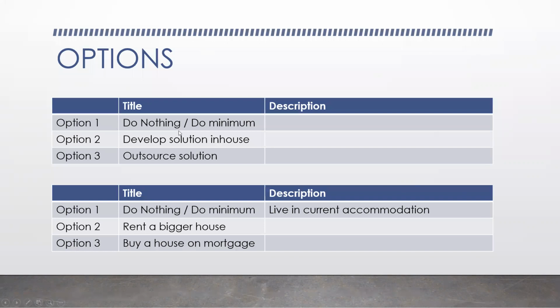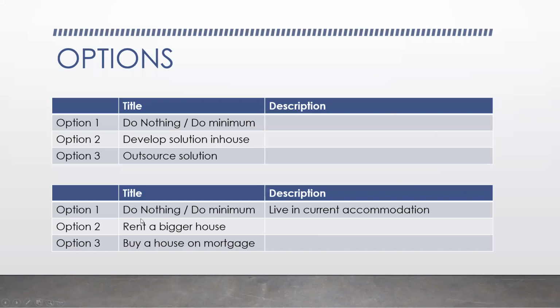You have different options, and you can see here option 1, or it could be option 3. Whatever option number it is is irrelevant, but it should be there. Number 1, do nothing or do minimum. That should always be there. And then option 2, there could be different things. Do you want to develop the solution in-house? Do you want to outsource the solution? What are the costs and what are the benefits? Look at them, and once you do that, you decide.